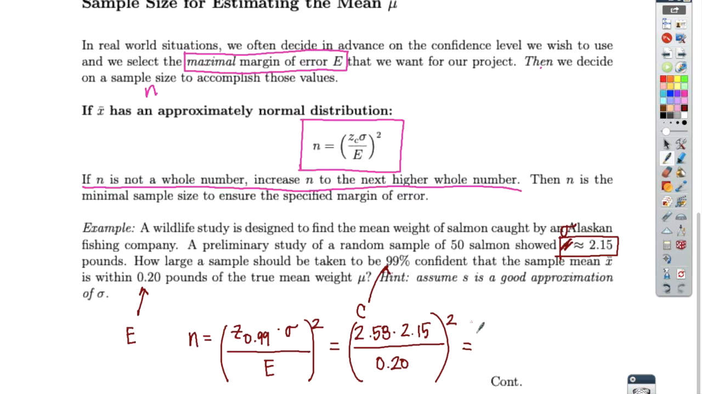Squared. Okay, so I find 769.230225. This would round down to 769, but remember, we always bump this up to the next higher whole number. So I'm going to say my answer is 770. This is basically saying how many salmon do we need to measure to be 99% confident in our sample mean? And the answer is 770 salmon. 770 will get us to that within 0.2.